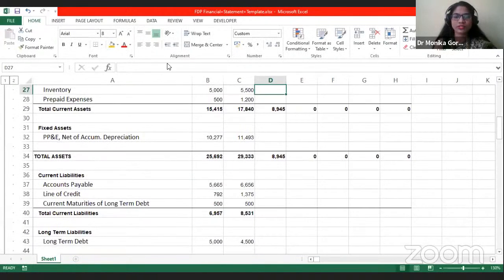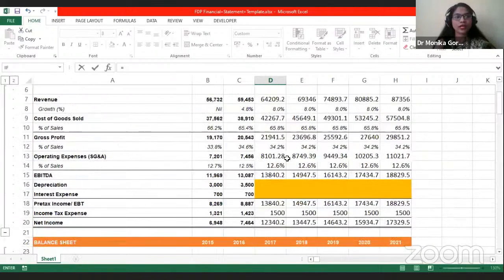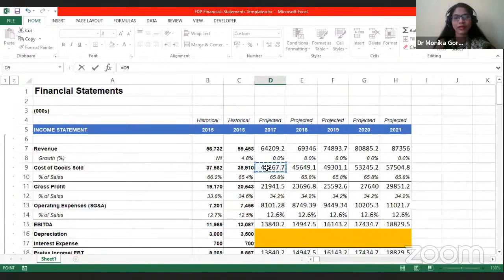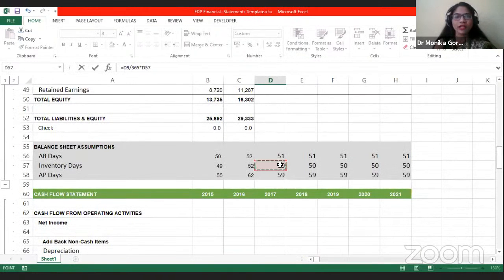Okay, let's do this. Again, inventory: inventory is related to your cost of goods sold. So I'll go to the income statement, cost of goods sold, divided by 365. By dividing this by 365, I'll come to know the individual one day, into the inventory days. Inventory days we have calculated 50, enter.